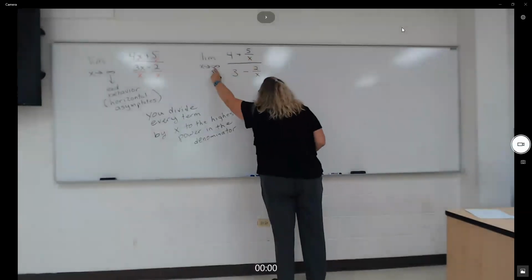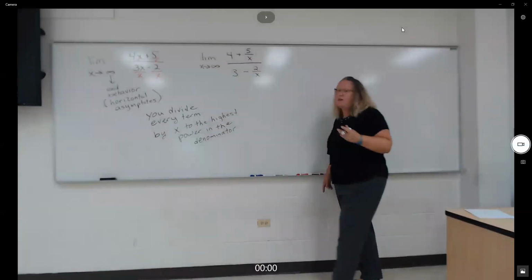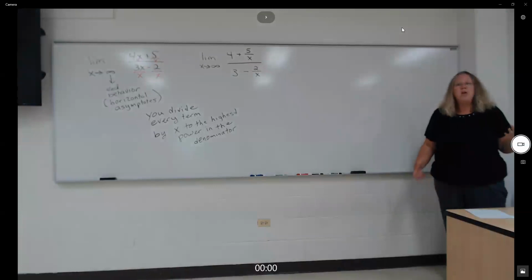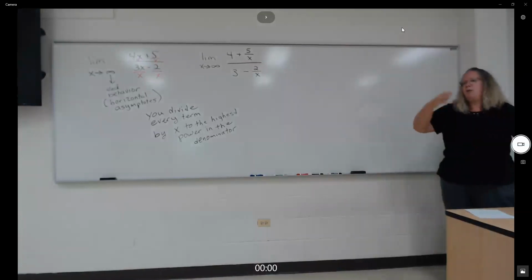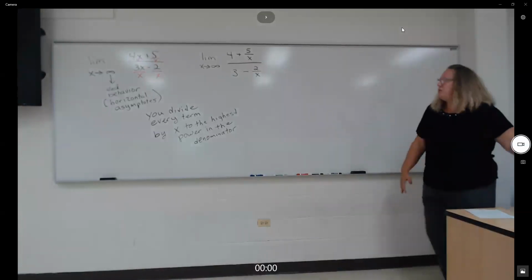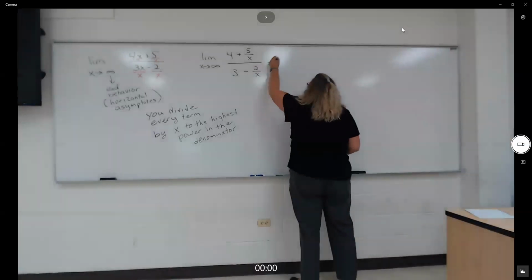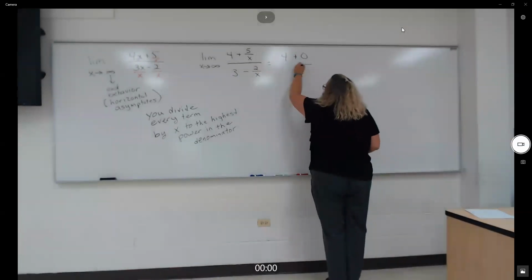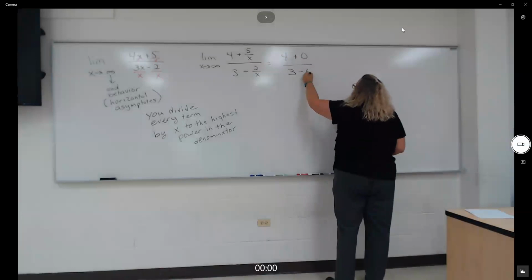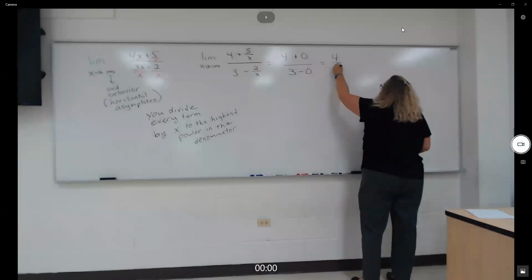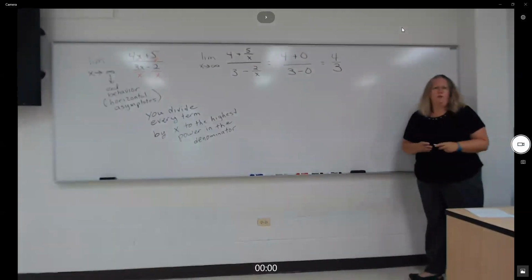The limit, we technically can't plug in infinity because infinity isn't a number. But at the same time, as we plug in bigger and bigger numbers, it's headed towards 0. So 4 plus 0 over 3 minus 0 is taking us to 4/3.